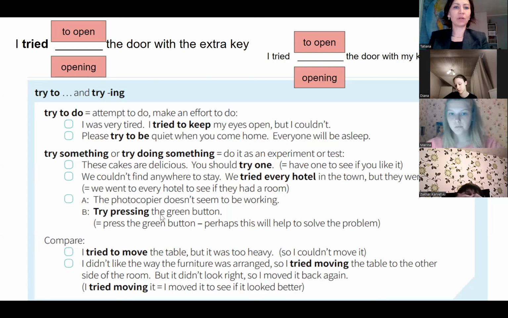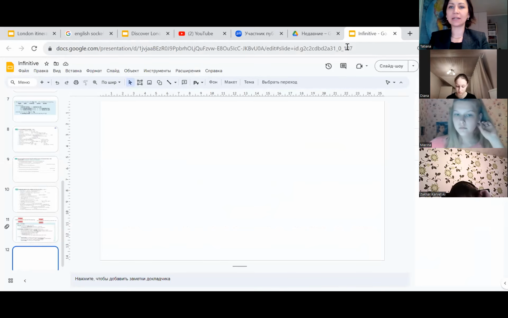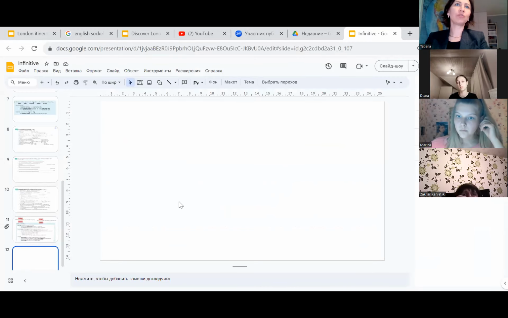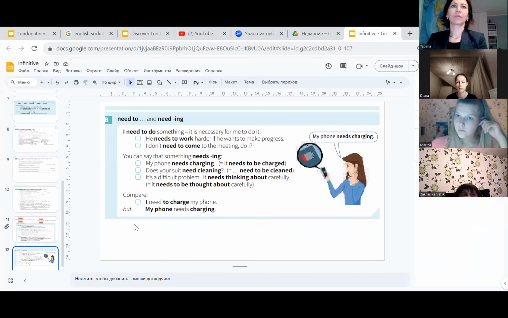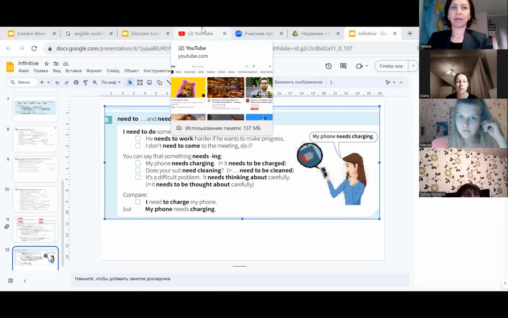All right, there's one more thing I wanted to show you about the verb need. Need to do and need doing. Okay, I need to do something is I have the necessity to do it. Okay, let this show up. It's not loading. Here. When you need to do something, it's necessary for me to do it. It's like my own task.